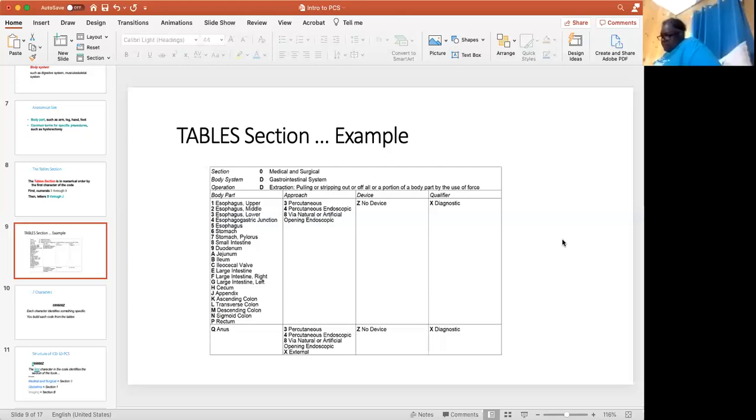But if we go to approach, now all of a sudden the story changes. On the first row, we have open approach, percutaneous endoscopic, via natural or artificial opening, and via natural or artificial opening endoscopic, but no external. And then on the second row, you have external only and none of the others. So that's the first thing you're going to do, look down the same table at a different row to see if that has what matches your documentation.